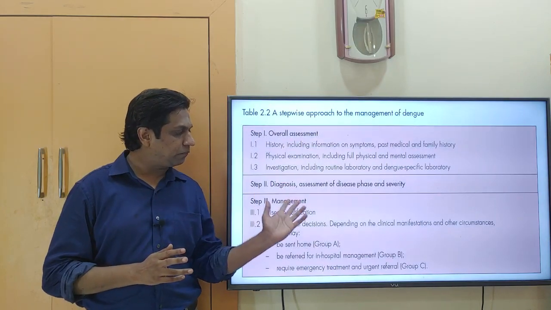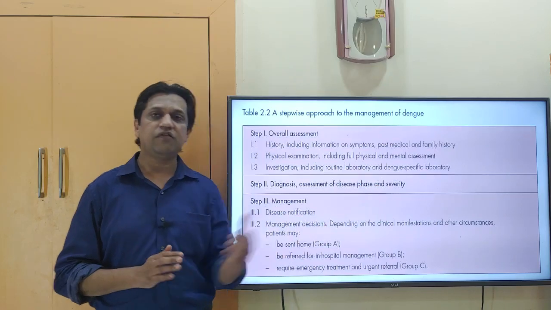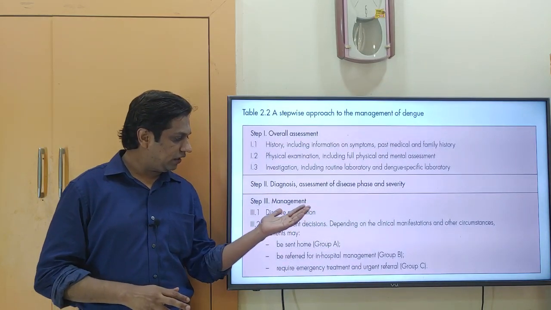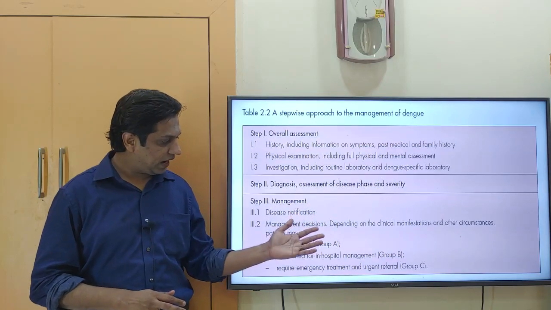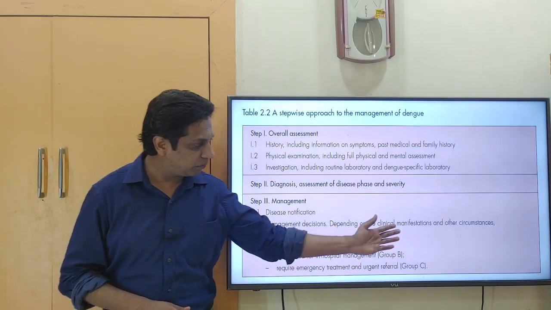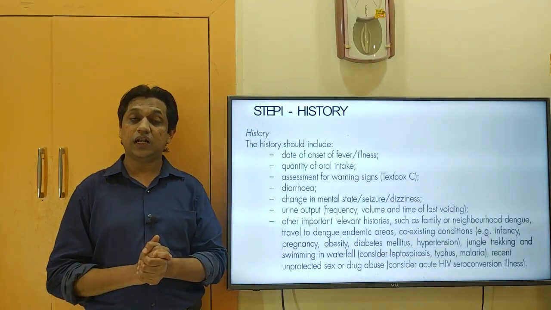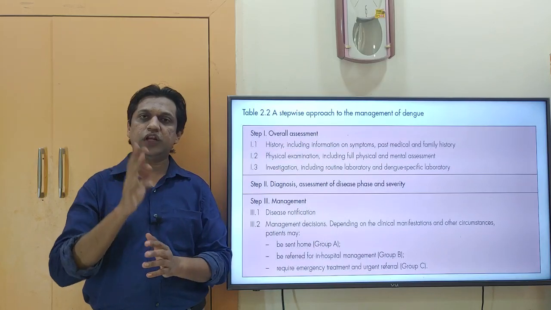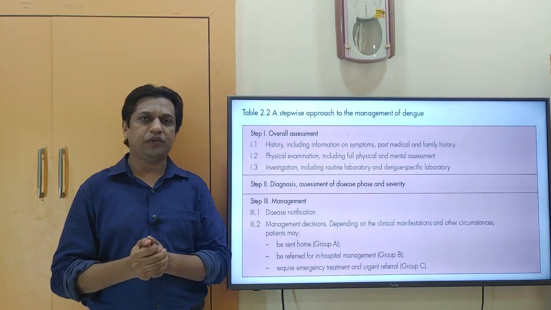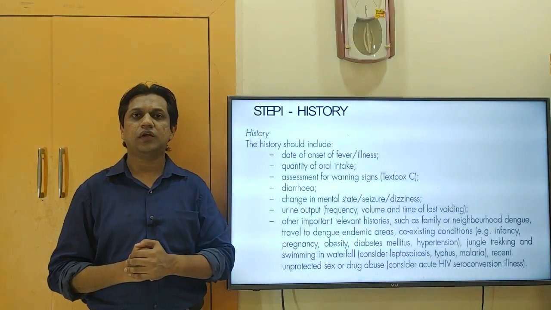Then comes step two, the diagnosis, assessment of the disease phase and severity, and finally step three is the management part, which includes the disease notification and the management decision depending upon the clinical manifestation of the patient. Based on the clinical condition, we divide the patients into three groups: group A, group B and group C. We'll discuss in detail these groups and how to manage them.